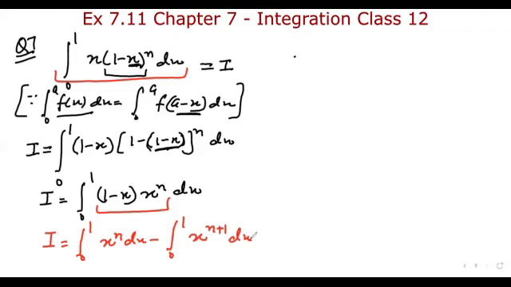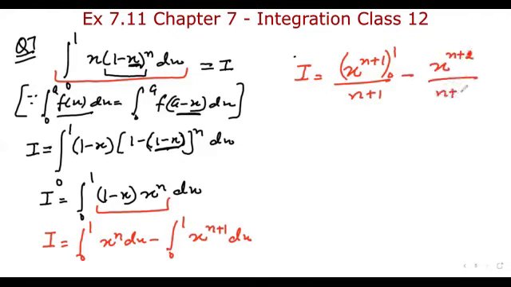Now integrating. So I is equals to, the integration of x power n is x power n plus 1 upon n plus 1. The limit is 0 to 1. Then minus x power, again increasing the power and divide with the increased power. And here also the limit is 0 to 1. If I put 1 in place of x, it will be 1. So it is 1 upon n plus 1.